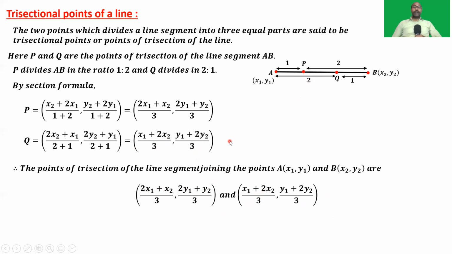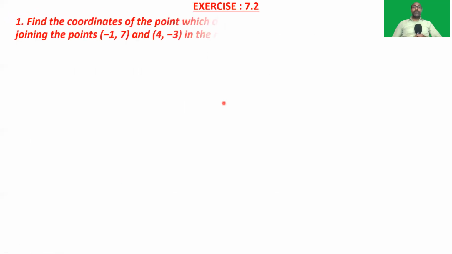So now let us start exercise 7.2, which is based on this section formula, midpoint formula, and trisectional points formula. So exercise 7.2. The first one: find the coordinates of the point which divides the line segment joining the points (-1, 7) and (4, -3) in the ratio 2:3.